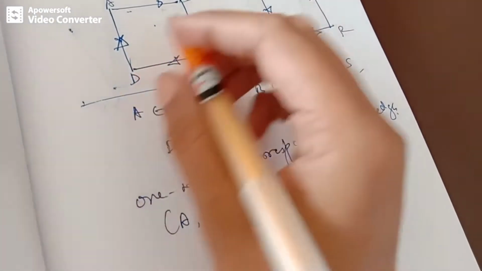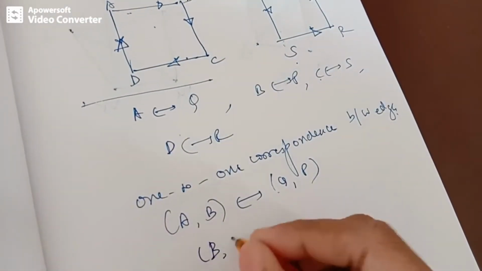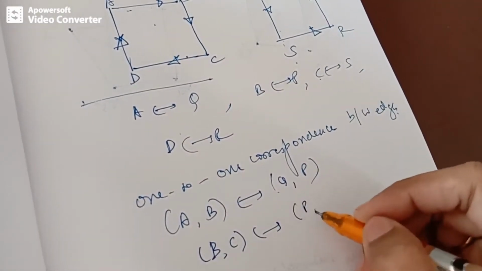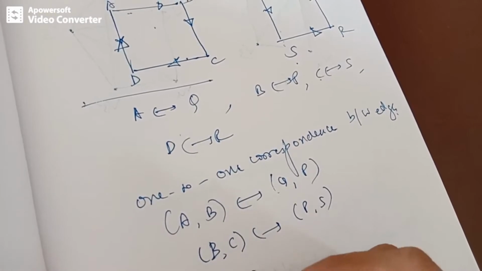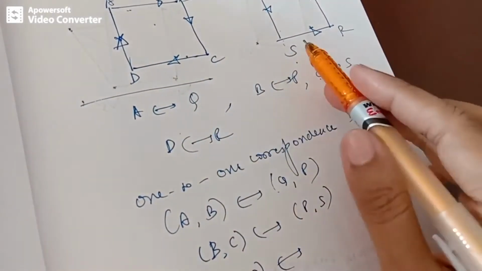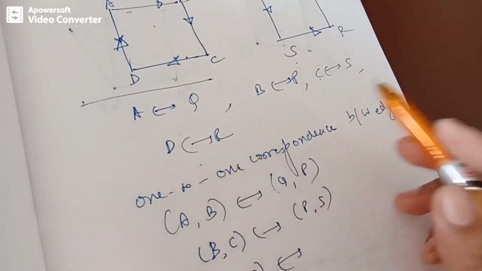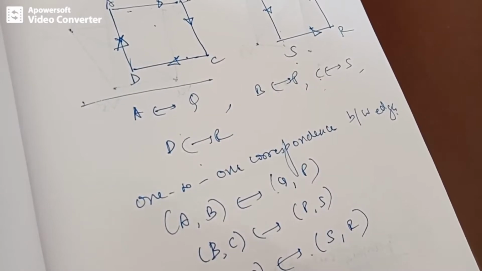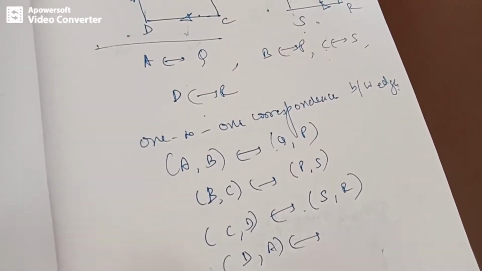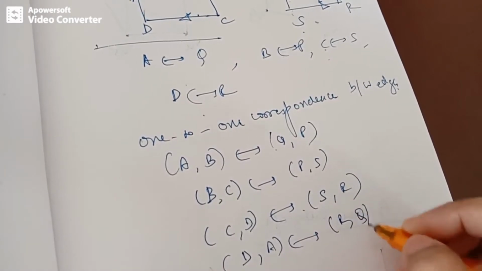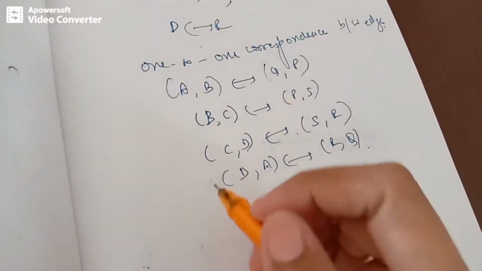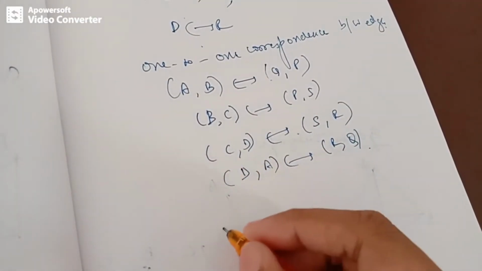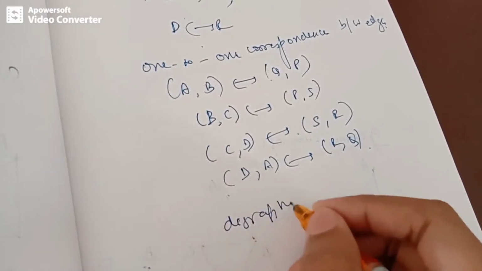And then you can observe B comma C corresponds to P comma S. Likewise, C comma D corresponds to S comma R. And finally, D comma A corresponds to R comma Q, right? So you can observe that there is one-to-one correspondence between the vertices and the edges, including the directions. Hence, the given digraphs are isomorphic.